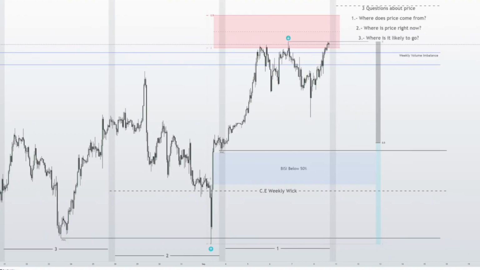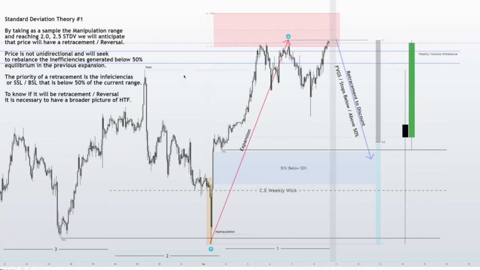In the standard deviations theory, you can anticipate one retracement or reversal, smart money reversal in this point, 2 and 2.5 deviations. Standard deviations theory, be taken as sample the manipulation range, this high and this low. This is the manipulation range or the sample size. Projection, 2 and 2.5 deviations.